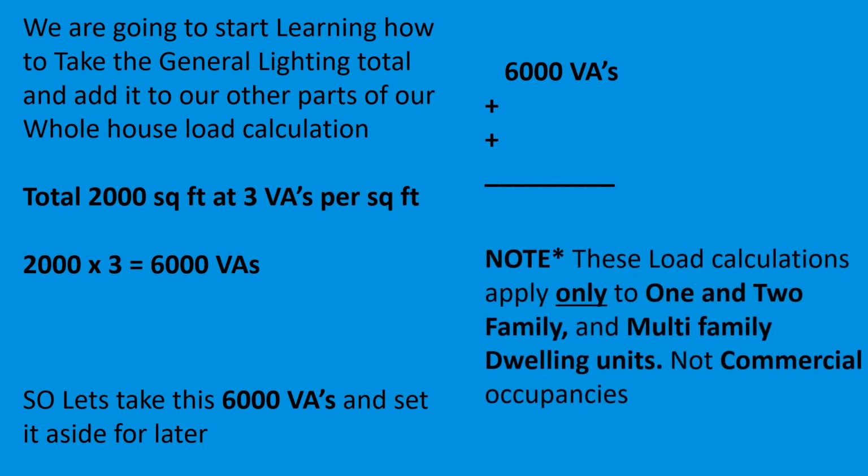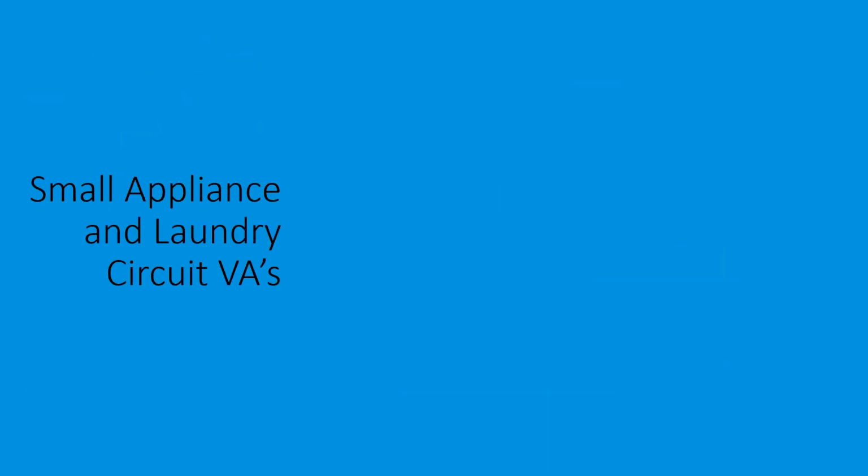I want to note that these load calculations only apply to one and two family dwelling units and multifamily dwelling units. This is not how you would approach a commercial occupancy load calculation. There are going to be different rules and regs, and we're going to learn all about them later in the program. All right, now let's learn about the small appliance and laundry circuit VAs.